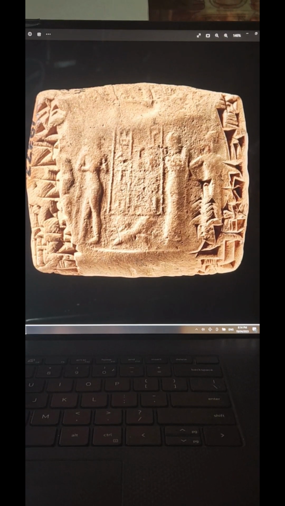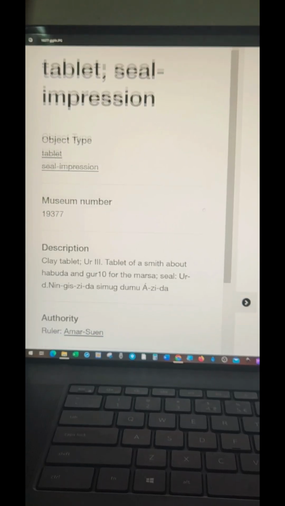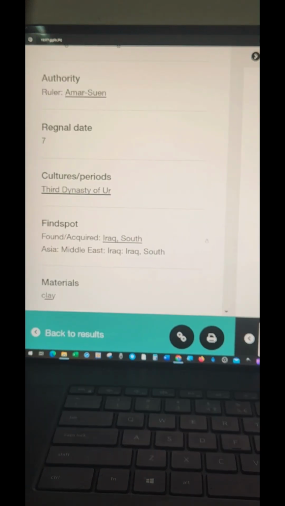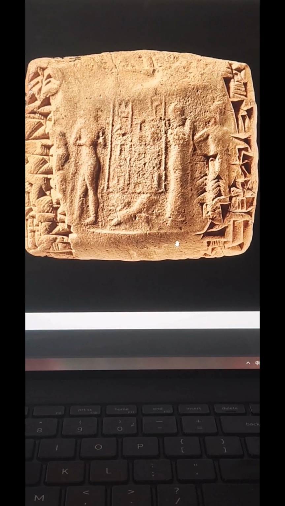Clay tablet from Sumerian, number 19377, held in the British Museum. They call it tablet seal impression. Clay tablet 3, tablet of a smith about Hab, found in Iraq. Materials: clay. So these tablets are multi-dimensional. You can look at them from all angles and see different parts of the story. Cuneiform script apparently, however none of the letters seem to be repeating.